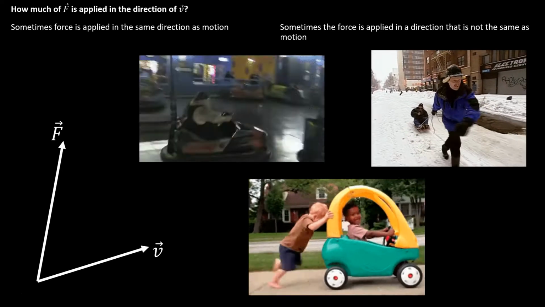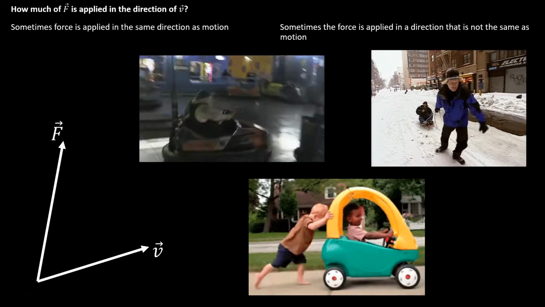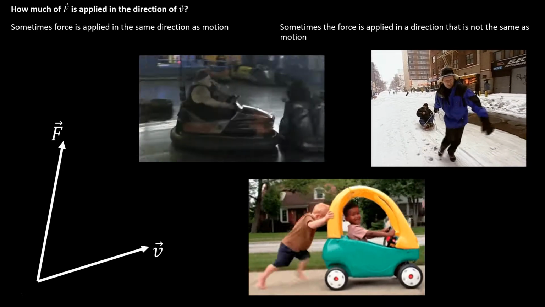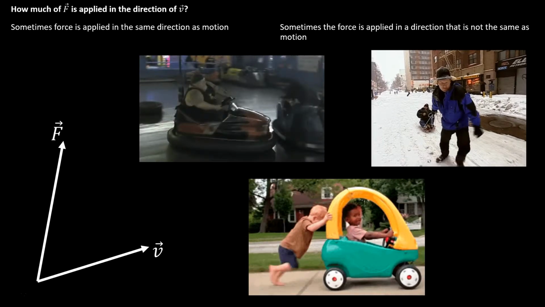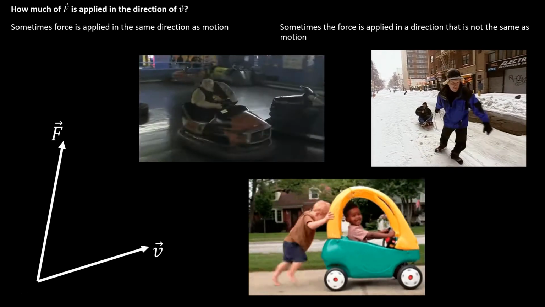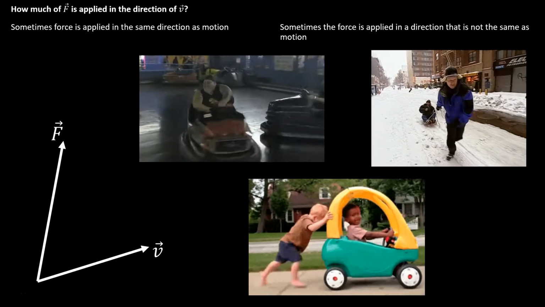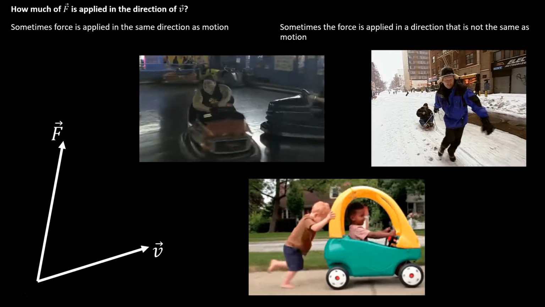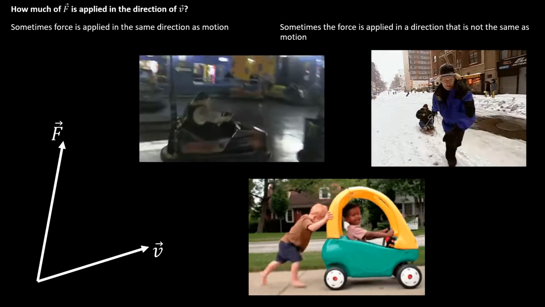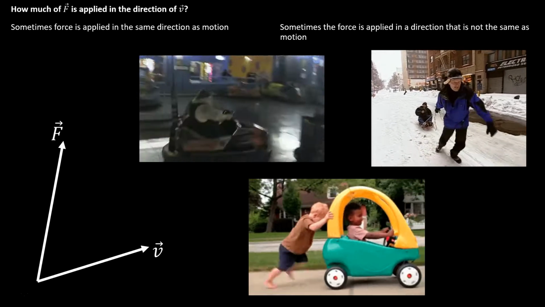Or maybe even pushing a car. You can see the child pushing the car is leaning in, and the force that he's applying is almost parallel to his body, but the car is moving across a level surface. So the motion is parallel to the ground, even though the force is being applied at an upward angle because of the height of the child.